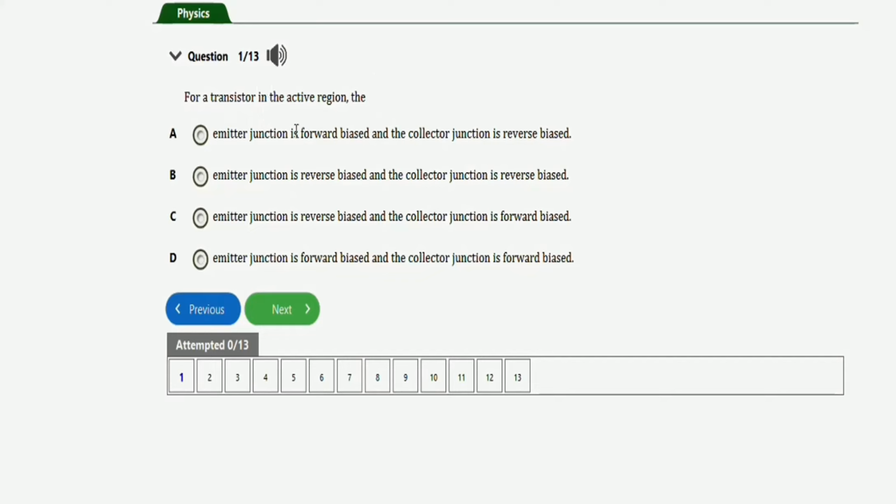The first question says, for a transistor in the active region, the emitter junction is forward biased and the collector junction is reverse biased; the emitter junction is reverse biased and the collector junction is reverse biased; the emitter junction is reverse biased and the collector junction is forward biased; the emitter junction is forward biased and the collector junction is forward biased. The right option is option A, which is emitter junction is forward biased and the collector junction is reverse biased. Very, very important.